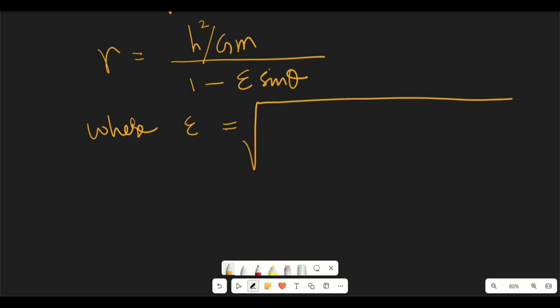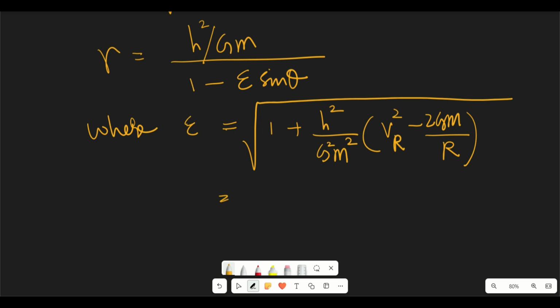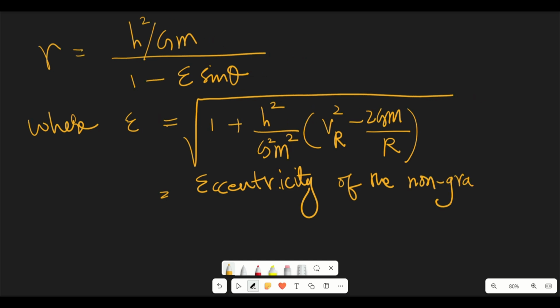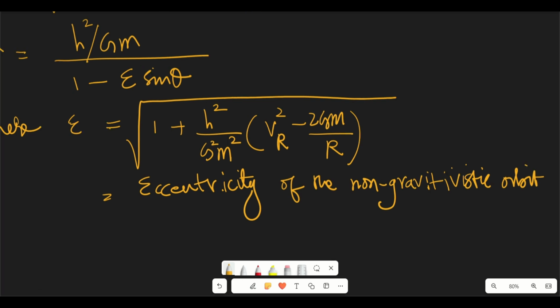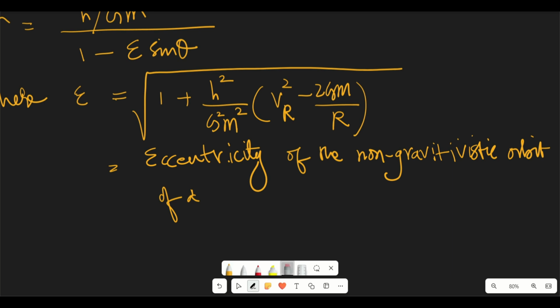Epsilon is equal to the eccentricity of the elliptical orbit, 1 plus h square over g square m square v square r minus 2 gm over r, is the eccentricity of the non-relativistic orbit of planets, projectiles.